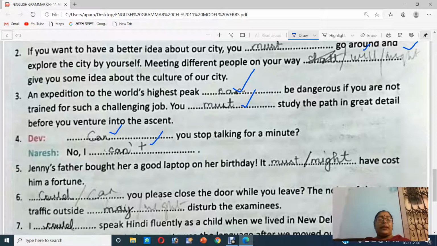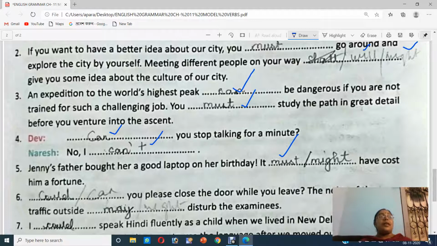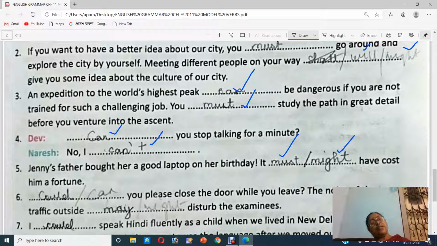Now number 5. Jenny's father bought her a good laptop on her birthday. It must have cost him a fortune. If you write must, even then it's correct. If you write might, even then it's not wrong. It might have cost him a fortune.